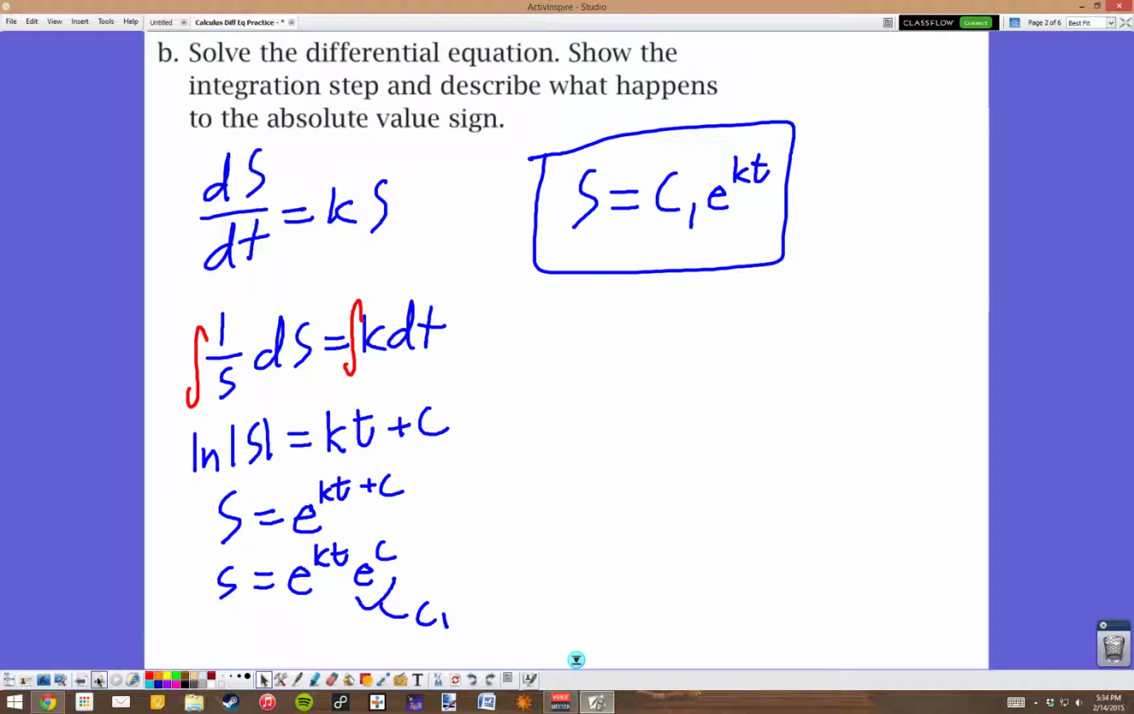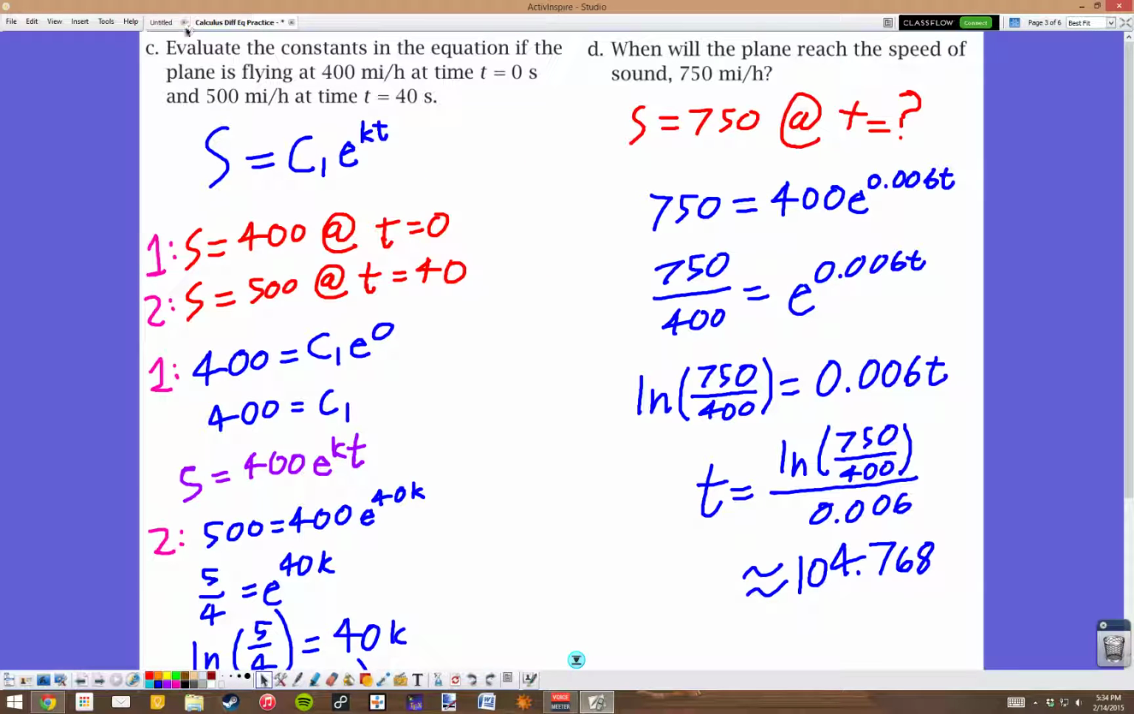Okay, this is where I've started writing stuff out before to keep the video short. Part C asks us to evaluate the constants in the equation by putting in this boundary value information. So we know that the speed is 400 when our time is at 0 seconds. So this is piece 1 of information. Piece 2 of information we know is that at 40 seconds our speed is 500.